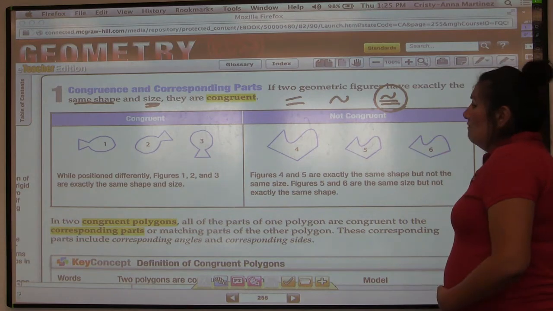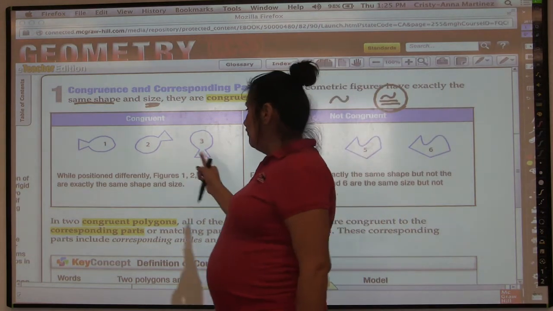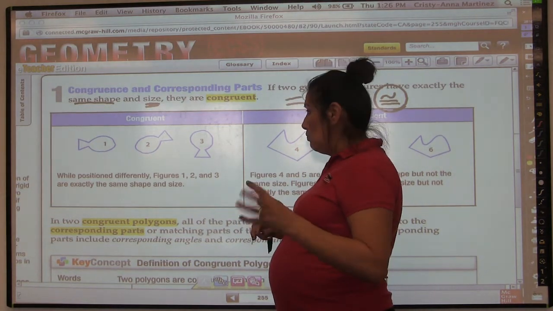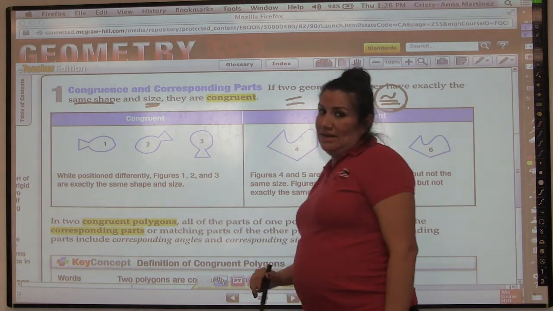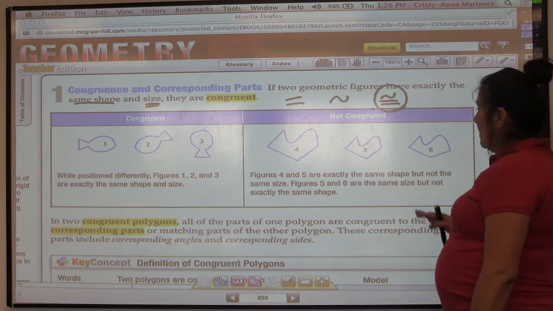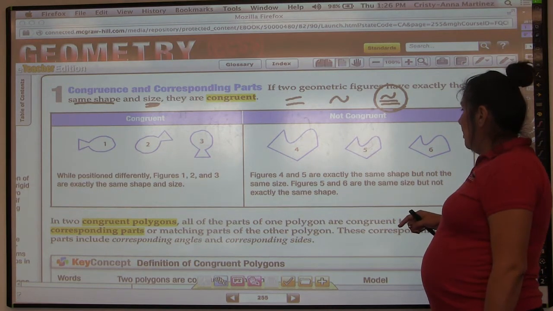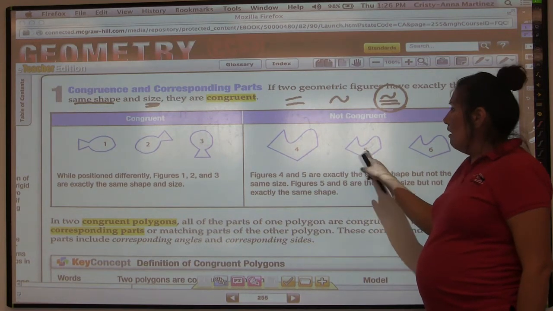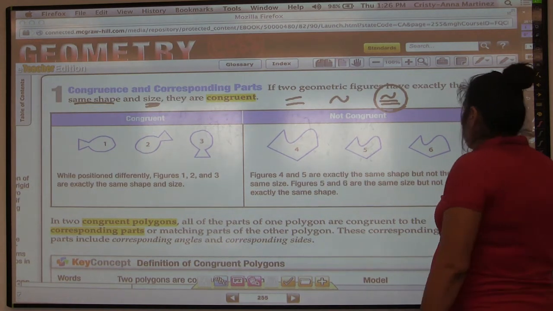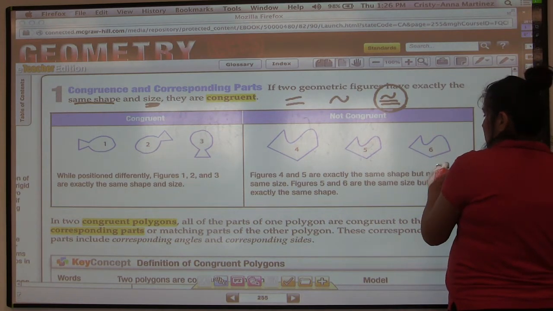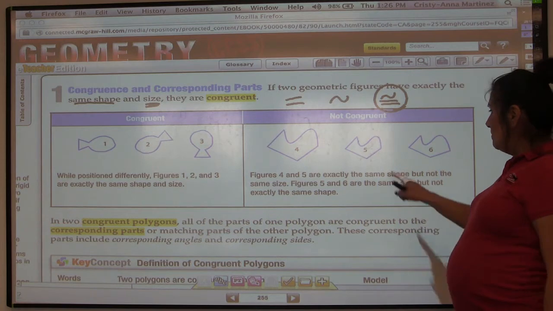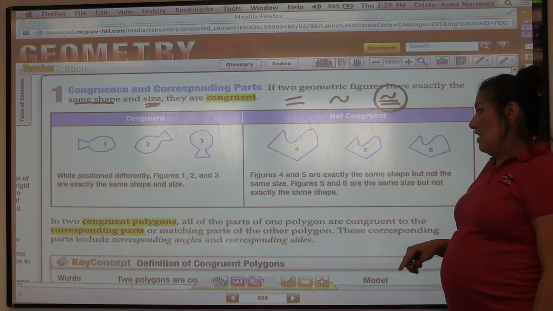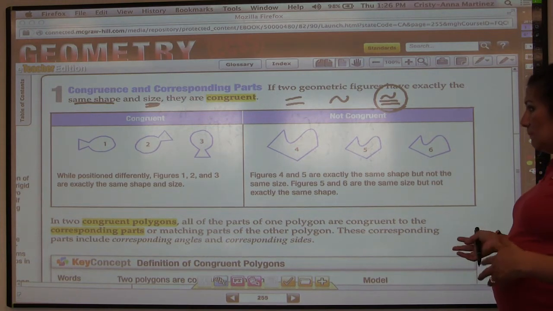And so we have these little fishies. All of these fishes are exact same shape and size, even though they're positioned differently, some are rotated, so they would be qualified as congruent. But in the not congruent, they look very similar, but for example, 4 and 5 have the same exact shape, but this one's smaller than that one, so they're not the same size. When you compare 5 and 6, they're the same size, but they don't have the same shape. The segment right here has more of a slant on figure 6 than figure 5. So just some examples of congruent versus not congruent.